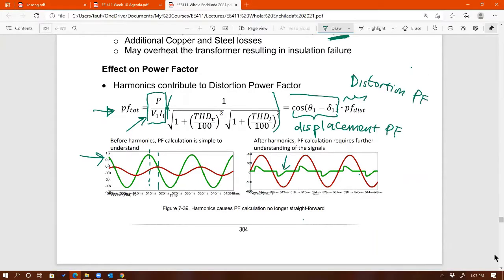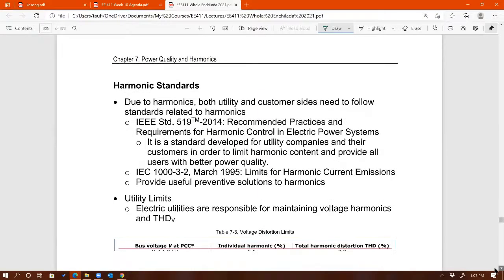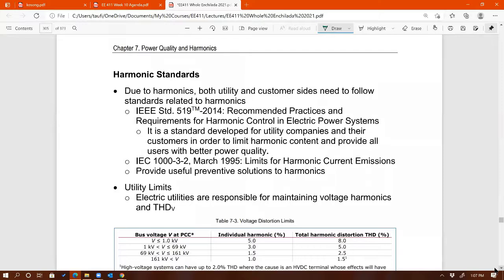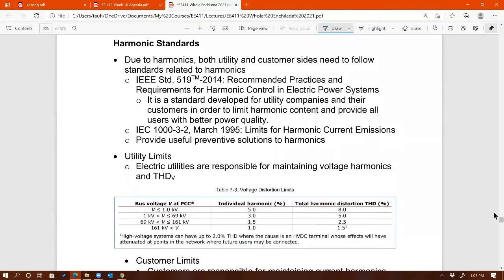Okay. Any questions so far? So those are some negative impacts of harmonics existing in electrical systems.